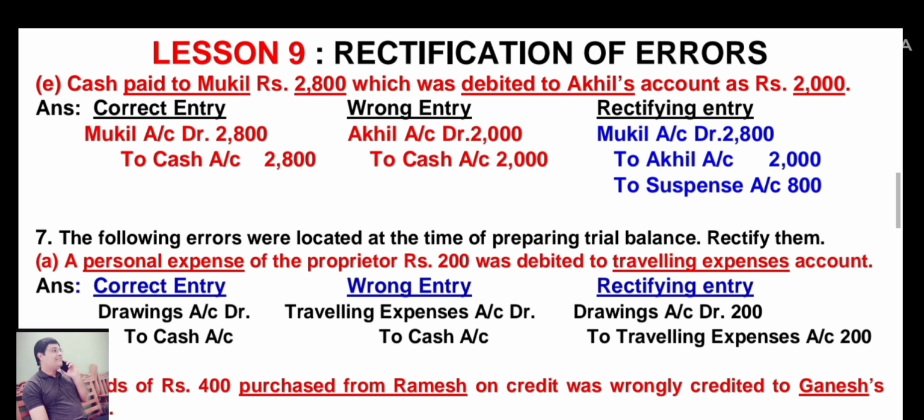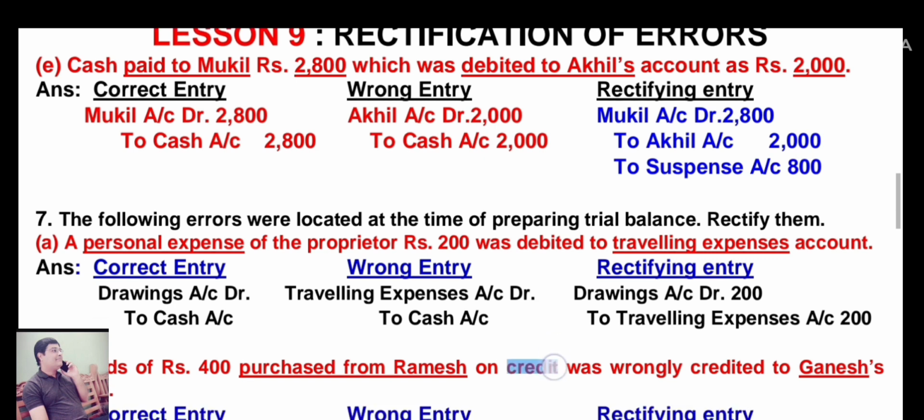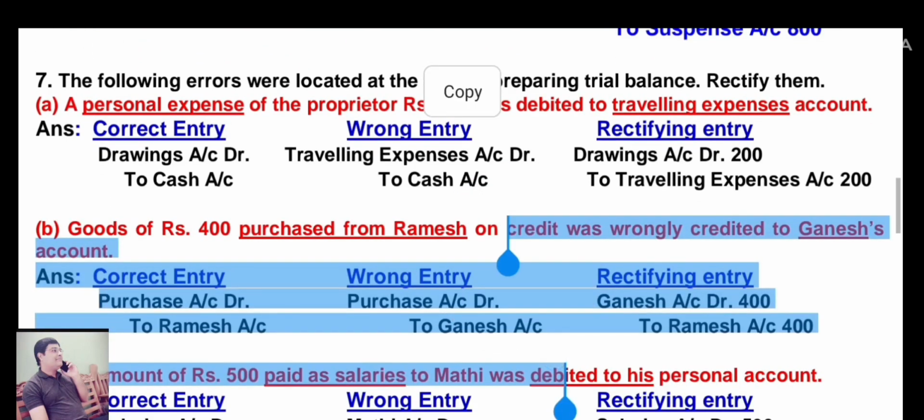On the debit side we wrongly wrote Akhil. Now if we want to rectify, we have to write on the opposite side. Since we wrote Akhil account in debit, now we have to write it in the credit side. See the rectifying entry, to Akhil account 2000. So 2800 minus 2000, the balance 800 rupees is to suspense account. So to suspense account 800 rupees. Now we have rectified this entry. Now move on to the next one.